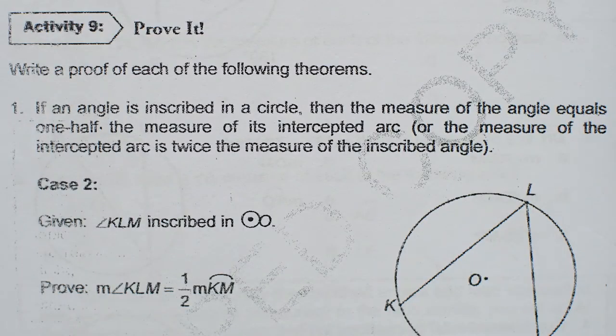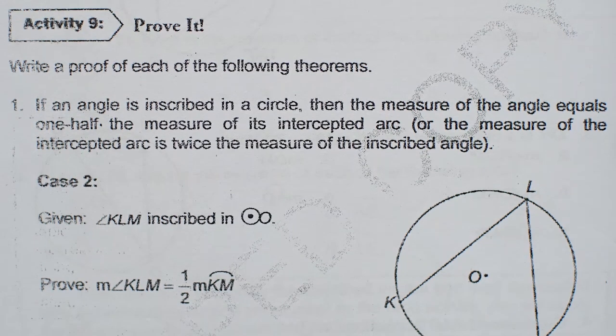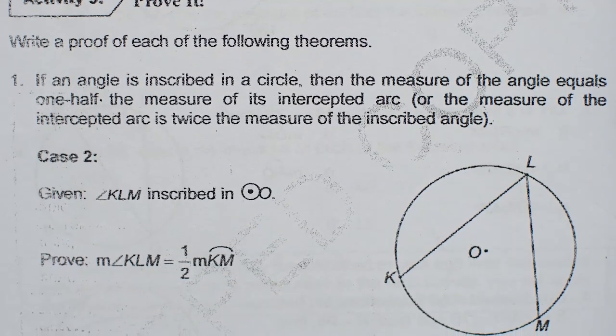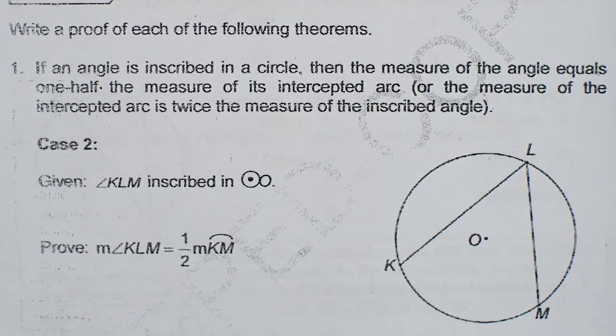Our activity in Math 10 for week 4 in second quarter: If an angle is inscribed in a circle, then the measure of the angle equals 1/2 the measure of its intercepted arc, or the measure of the intercepted arc is twice the measure of the inscribed angle. Okay, so write your activity on yellow pad paper.